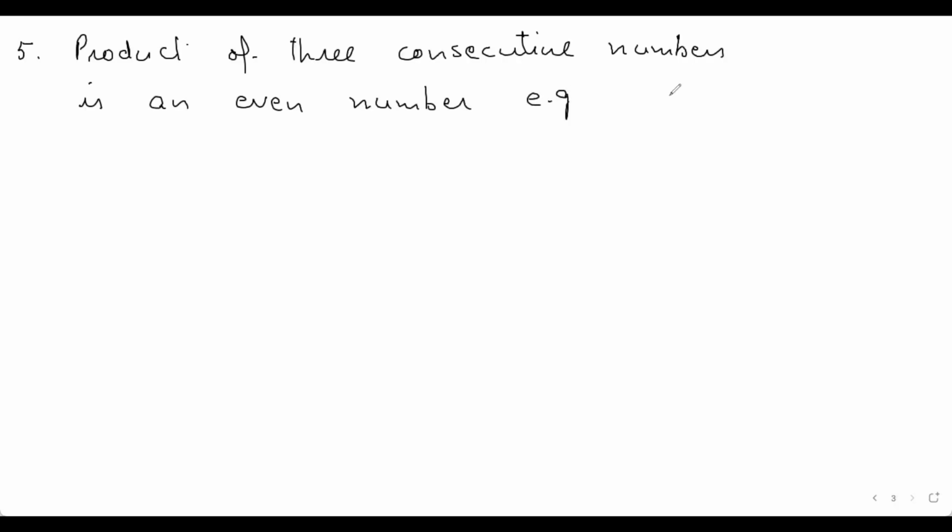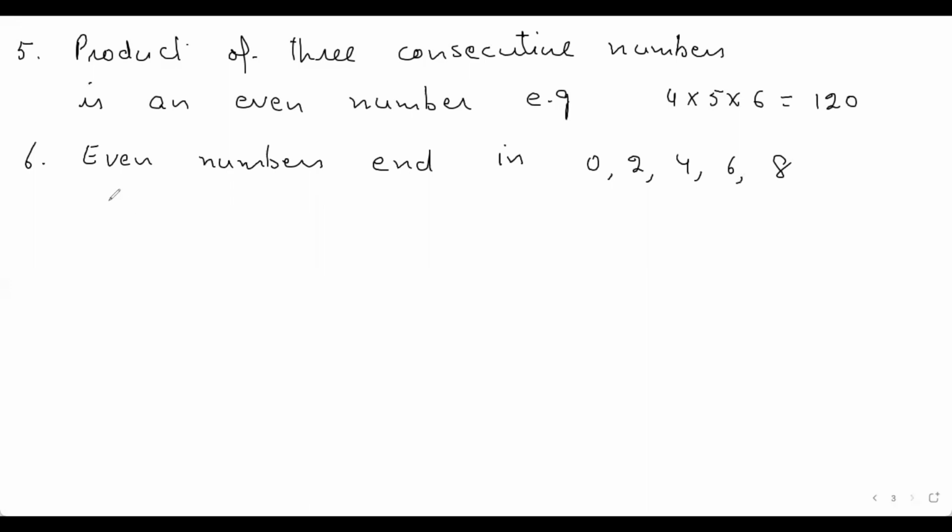Product of three consecutive numbers is an even number. For example, take three consecutive numbers, 4, 5, 6. If we find their product, that is equal to 120, which is an even number. Even numbers end in 0, 2, 4, 6, 8. For example, they end in 8, 0, 4. So they are even numbers.